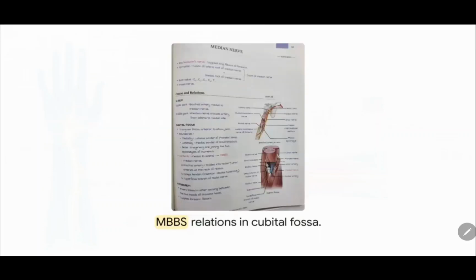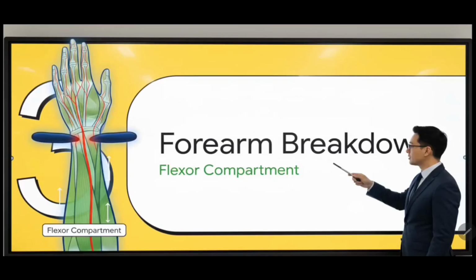Looking closely at this view of the cubital fossa, the median nerve sits most medially, nestled right between the pronator teres medially and the brachioradialis laterally. Next time you're dissecting, सबसे medial structure आपको median nerve ही मिलेगा. Moving on to Section 3, the forearm breakdown. It enters the forearm by passing exactly between the two heads of the pronator teres.